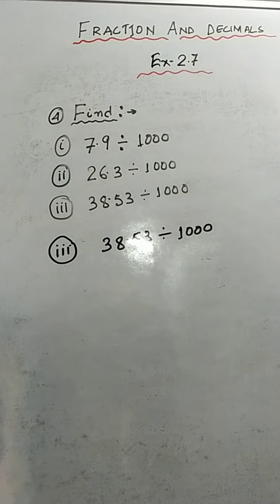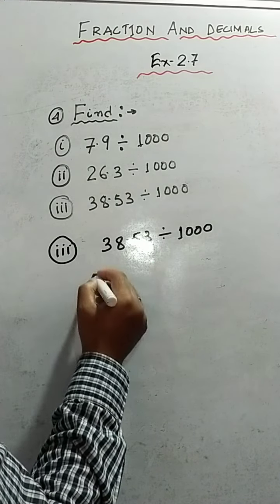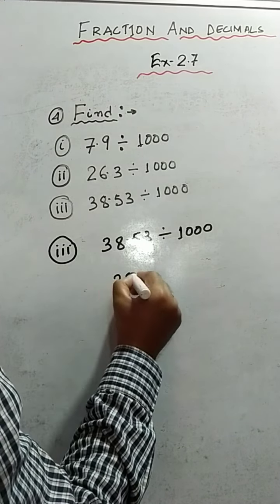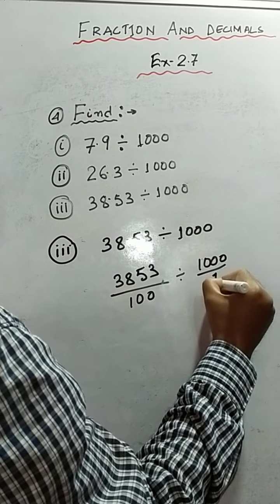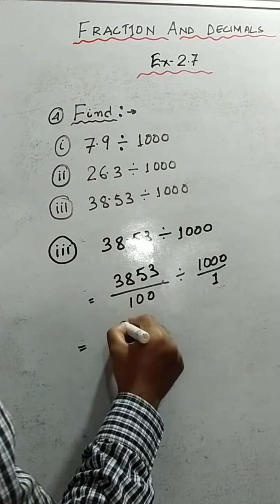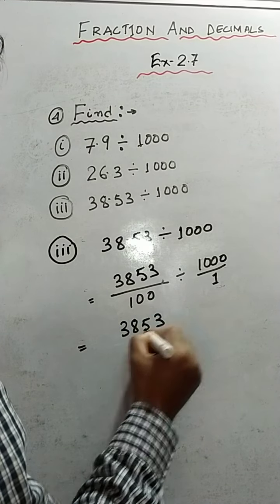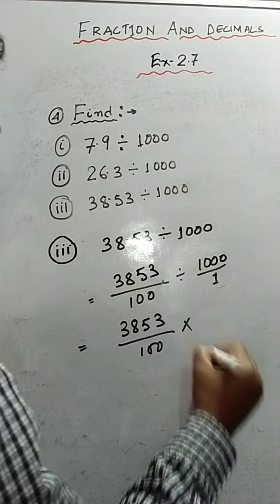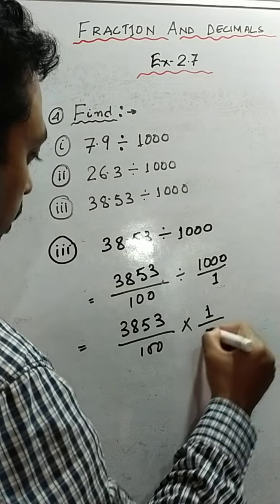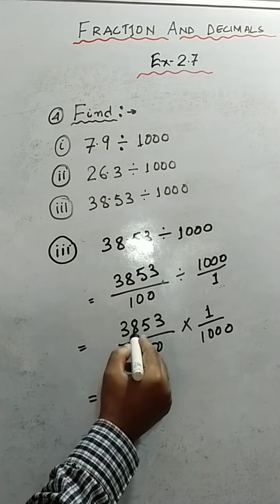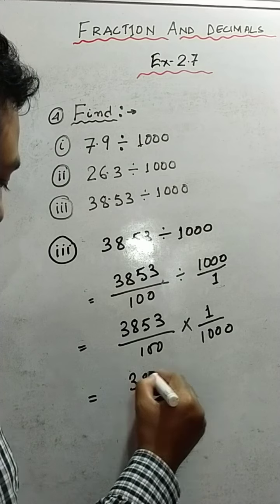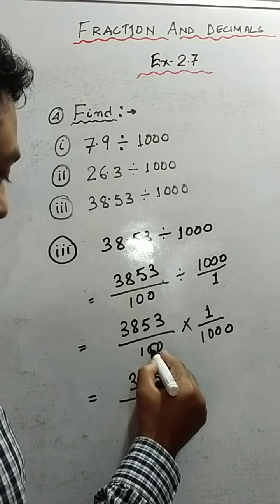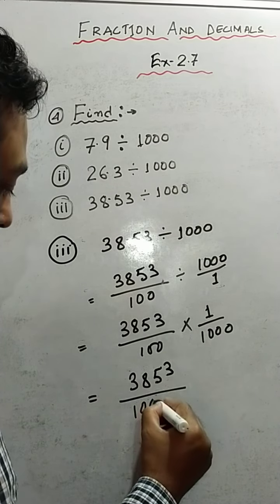Okay. So now let's move on to sum number 3. We have 38.53 divided by 1000. Okay. So again 3853. 2 digits are there after decimal, so we'll put 100. Division sign 1000 upon 1. Now 3853 by 100, we'll put the multiplication sign and we'll write 1 upon 1000. Now 3853 into 1 would be 3853 only, and 100 into 1000 will give us 1 lakh.